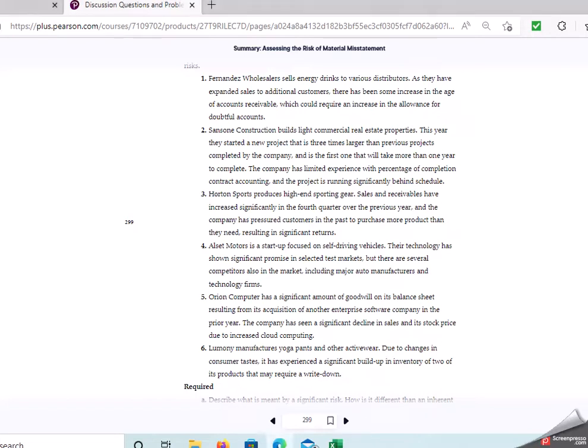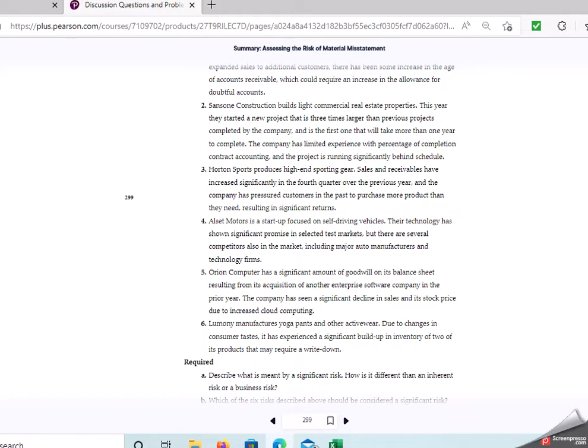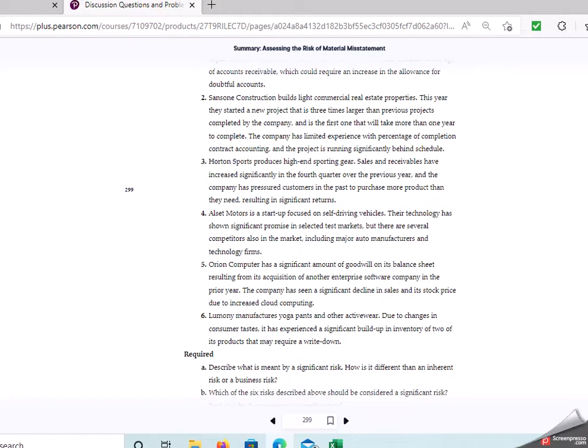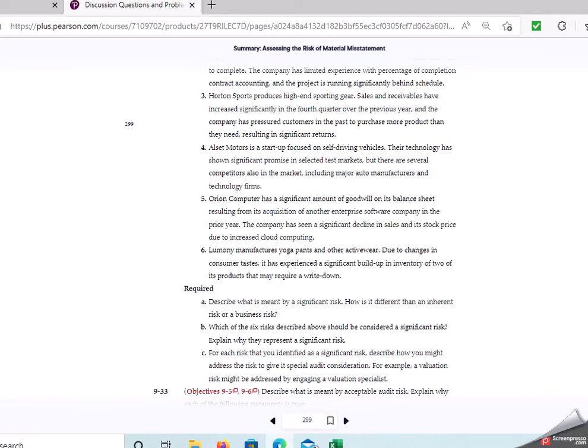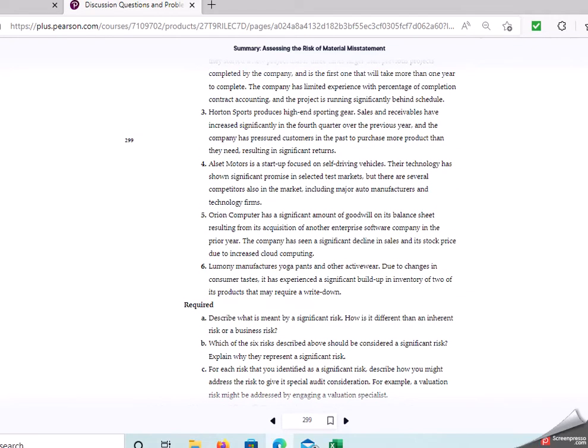So it sounds like they've got some different customers they're selling to, and maybe the demand for their product is going up. So as we look down at the required section below, it says describe what is meant by significant risk and how that is different than inherent risk or business risk. So significant risk is an inherent risk that requires special audit considerations.